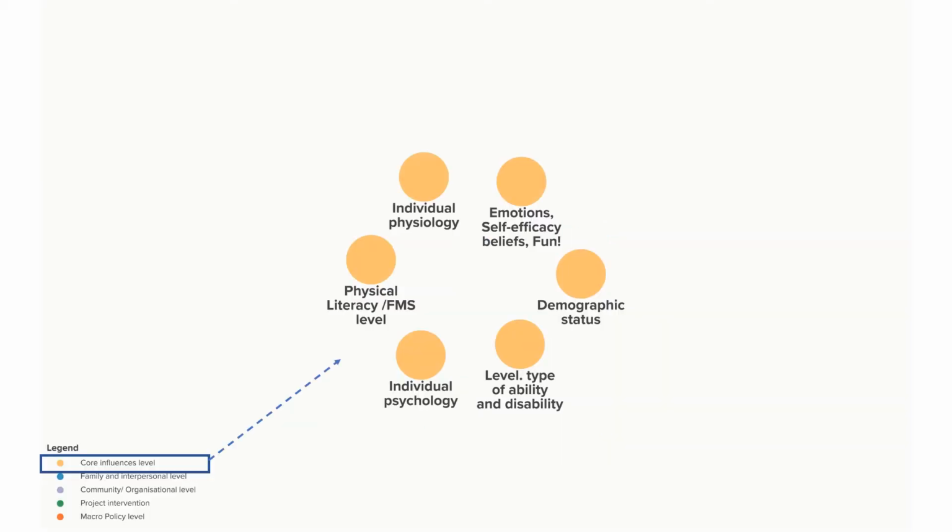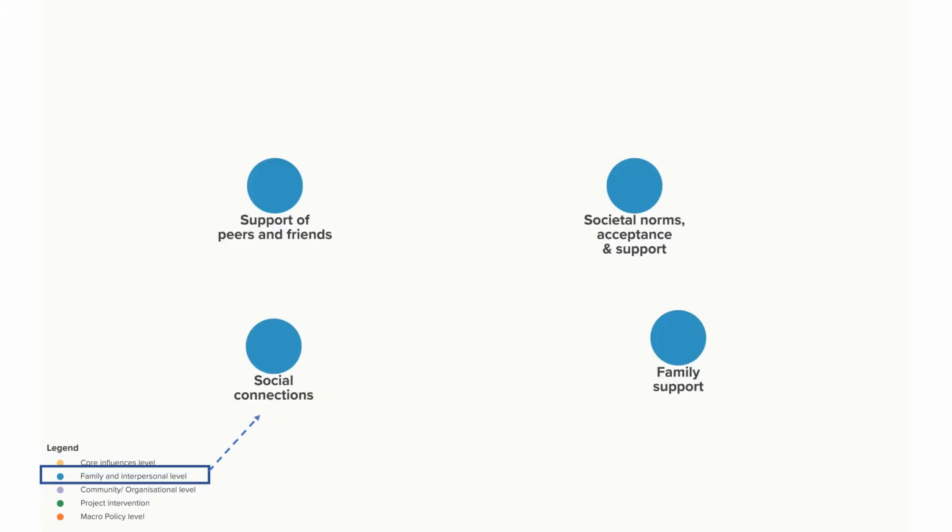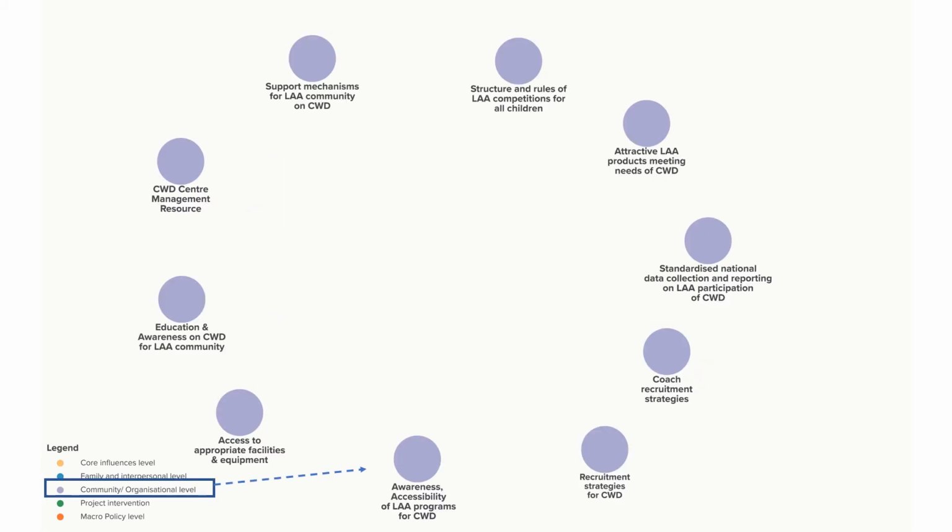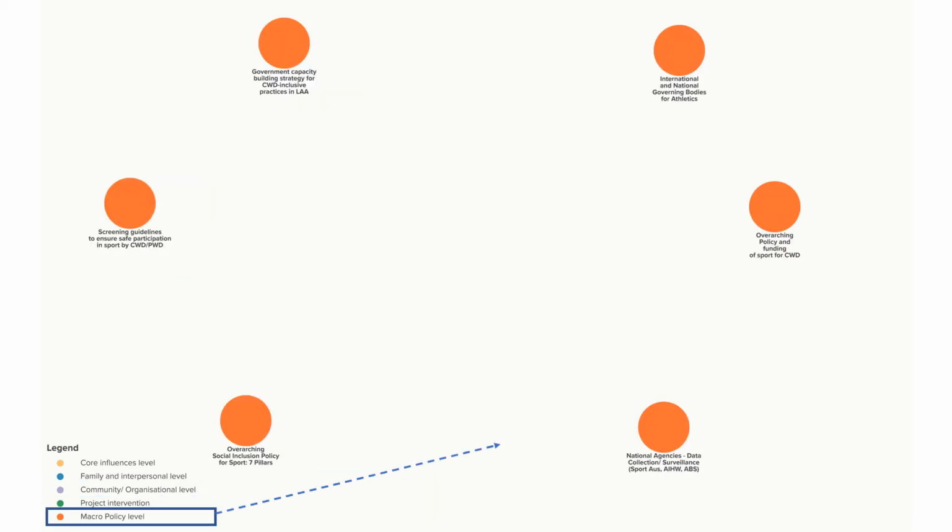The next step saw the team look at the reviews of evidence of participation and their own thinking about the map, and we worked to integrate the contributions from the workshop with the evidence reviews. Here we see the integration of the core level influences. Here we have the family and interpersonal level, very similar to the map identified by the workshop participants. Here we have the community and organisational level, and here we have the macro policy level.